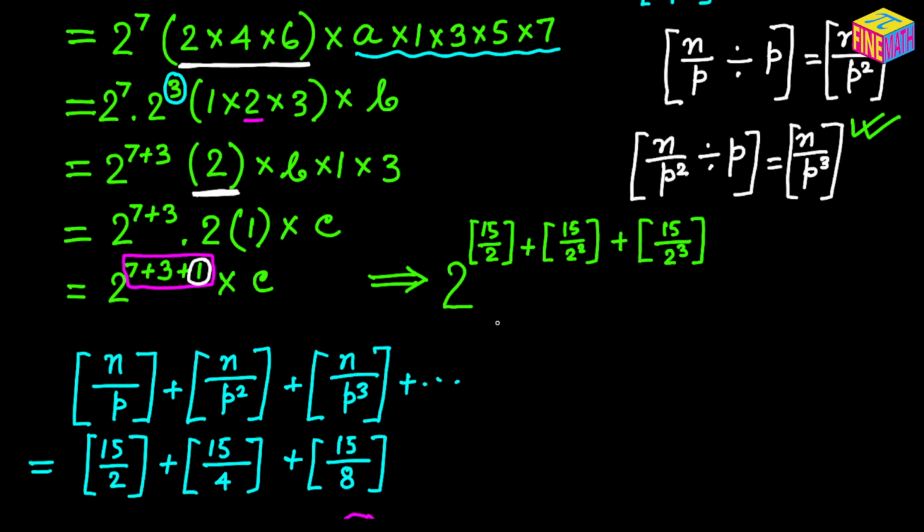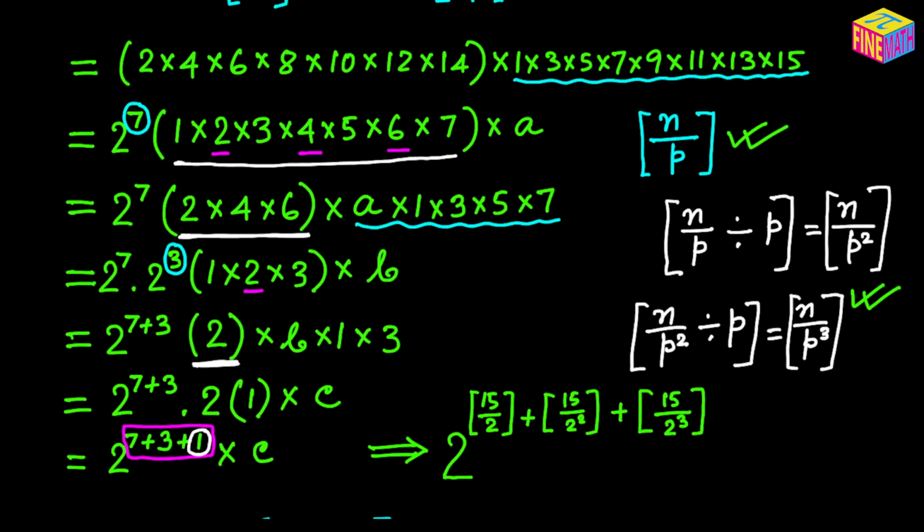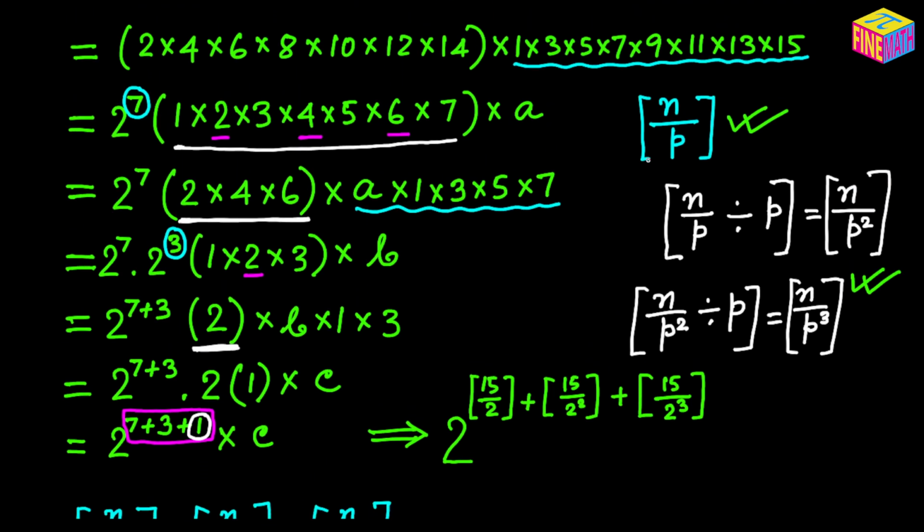You can pretty much use this particular formula and you can see how the formula is developing, because in the first round we had n divided by p, so many multiples of 2's. Then in the second round we had n divided by p squared multiples of 2's, and in the third round we had n divided by p cubed multiples of 2's, and that is how we are gathering the number of 2's that we have in this large number, which is the factorial 15, right?